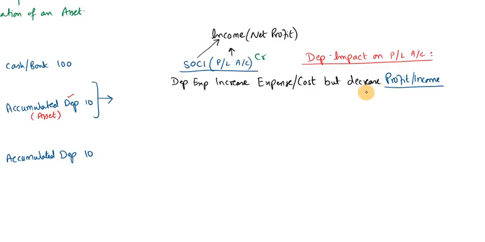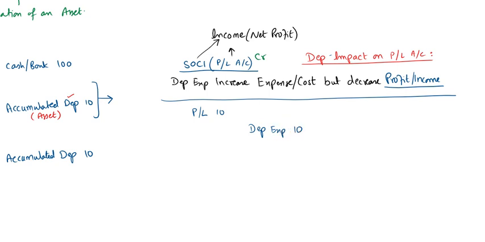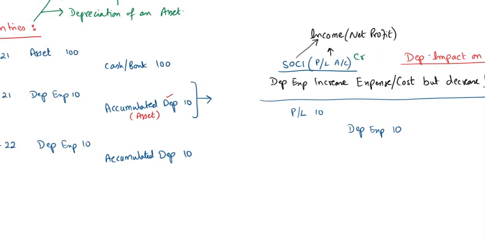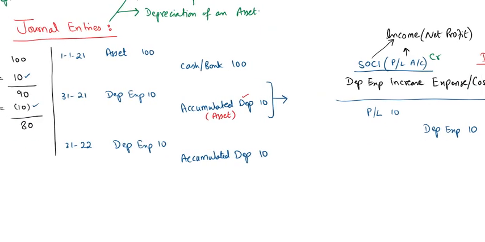So if profit decreases, there will be the debit entry. So the entry will be profit and loss debit by 10, and depreciation expense credit by 10. So this is the entry we will pass in the statement of comprehensive income. Profit and loss will decrease by 10 and depreciation expense increase by 10. Either we can pass this entry or this entry, both will be considered correct.